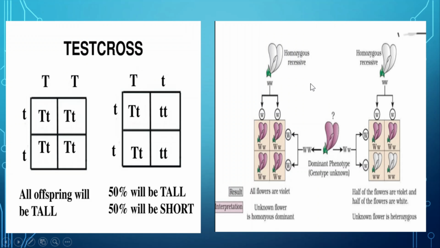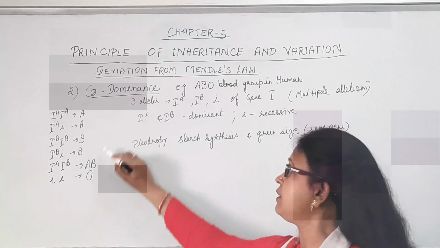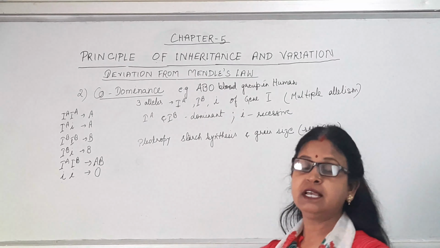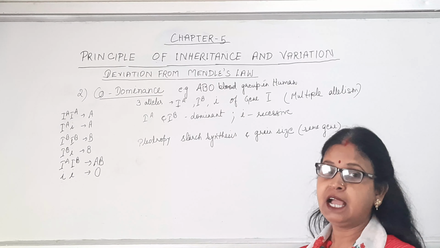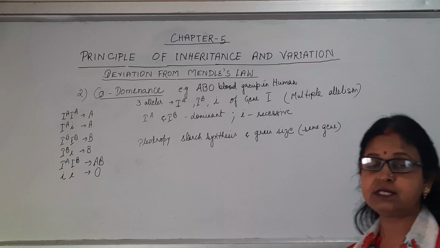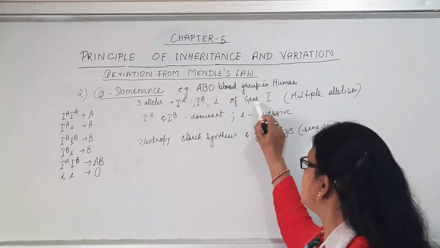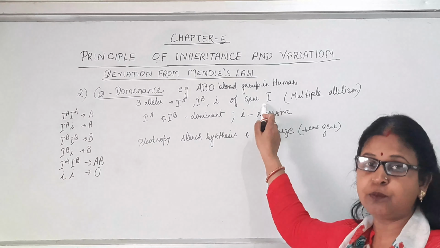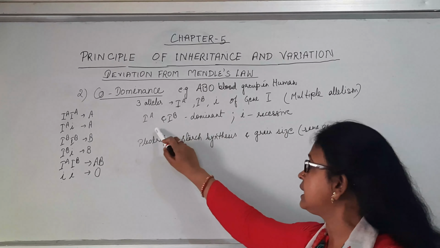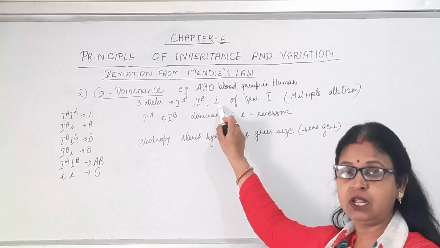Here we can see the same example given in pictorial form, that is test cross. This type of blood group, that is AB, is known as codominance. This is the example of codominance, and this is also the example of multiple allelism, because in place of two alleles, this gene I, which is controlling the blood group, has more than two, that is three types of alleles, IA, IB and small i.